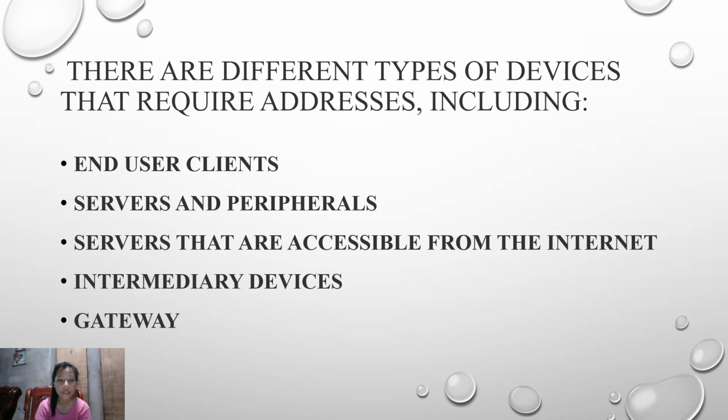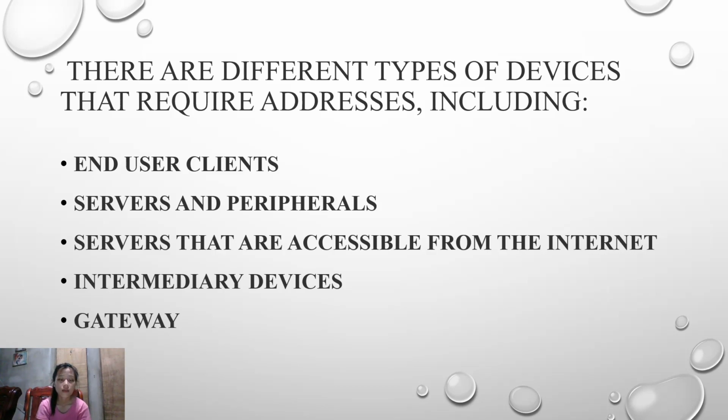So IPv6 clients can obtain address information using DHCPv6 or SLAAC. For the server and peripheral, this should have a predictable static IP address. So use a consistent numbering system for these devices, the server and peripheral.